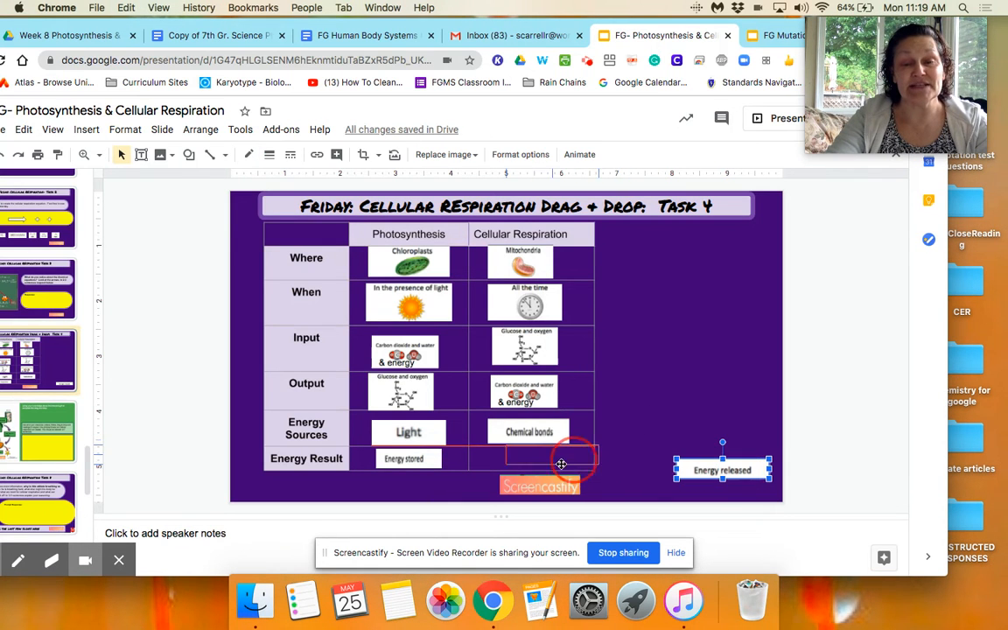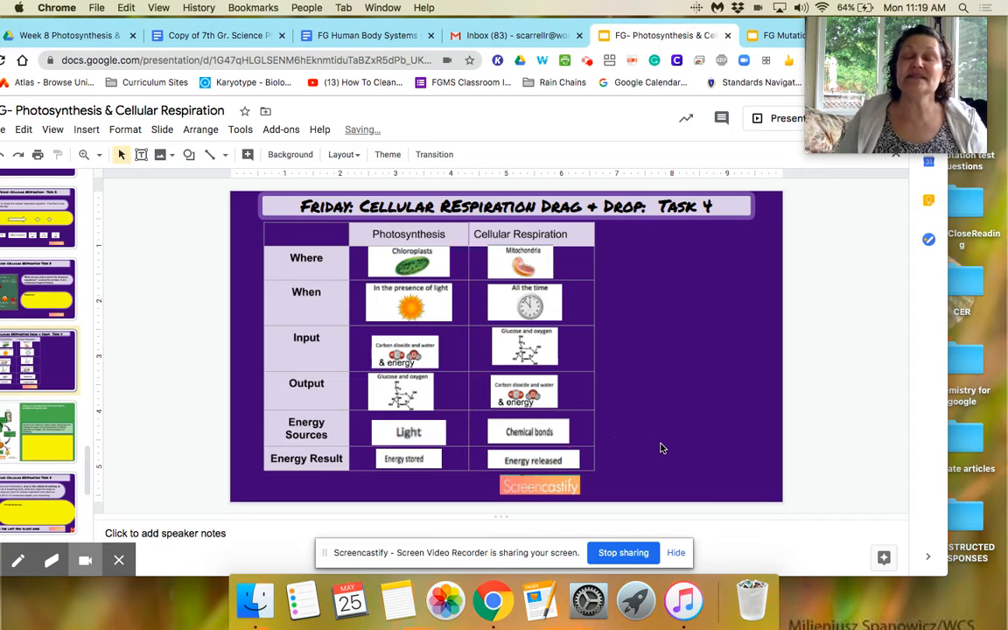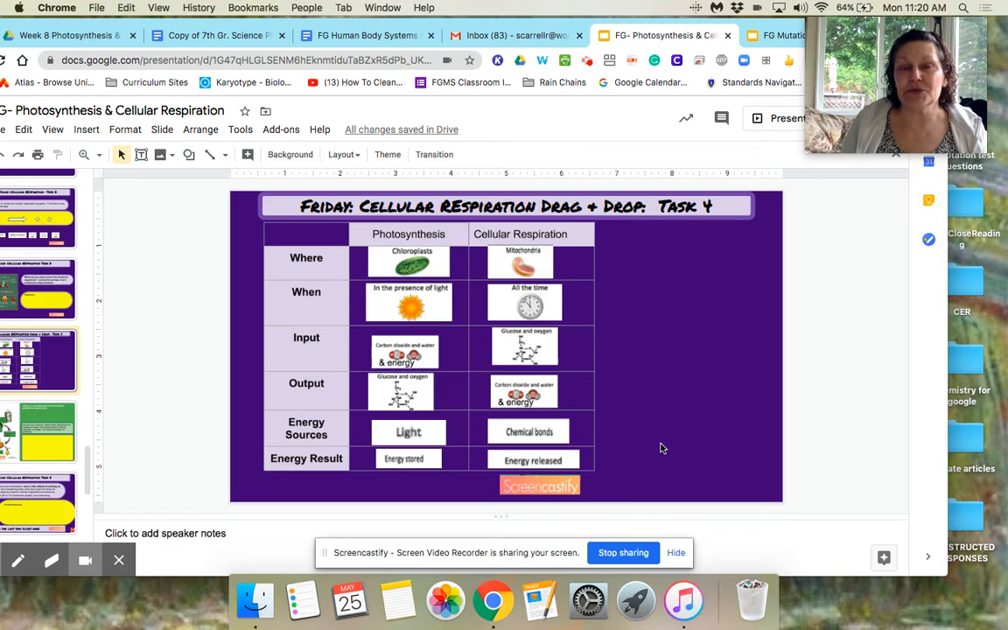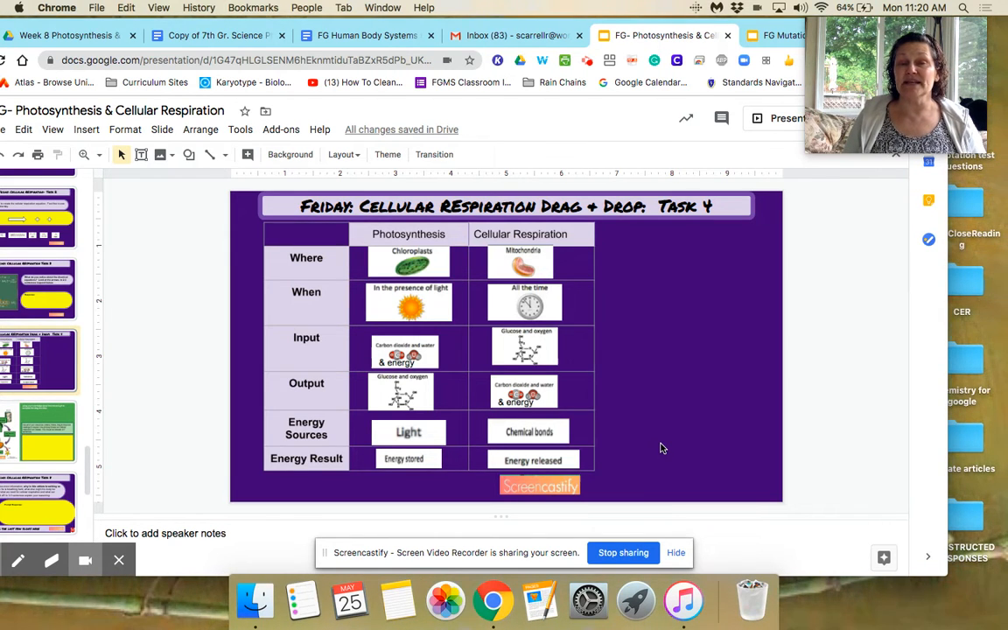So that's energy released. And so I think that this is a nice little organization, a graphic organizer that is a little bit more visual. And for some of you, you might want to take a look at the equations and kind of put them side by side and see if they make sense to you.